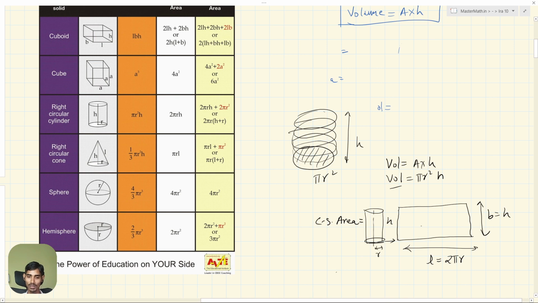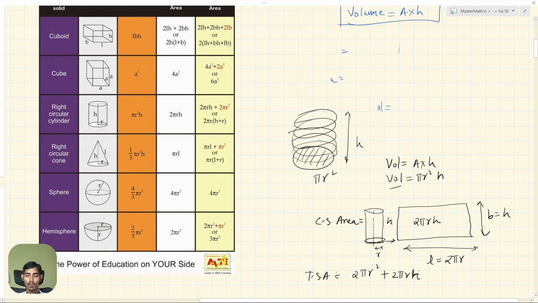So now what's the curved surface area? 2 pi r H, L into B. Now, if you want to add the top and if you want the total surface area, just add both circles' area to this curved surface area, and then you get the total surface area.